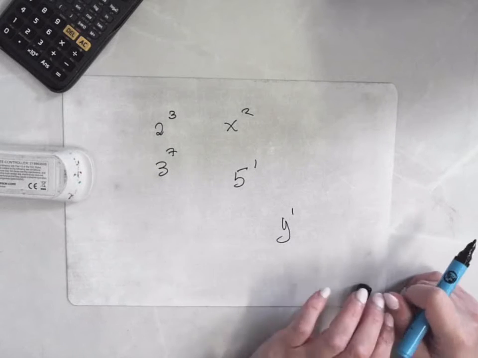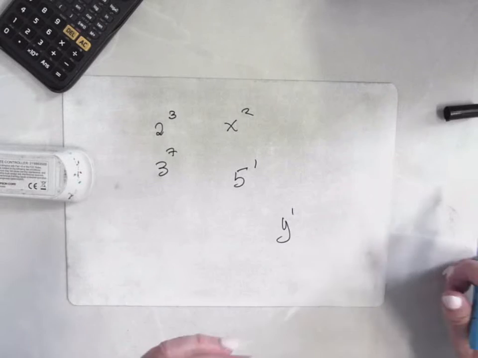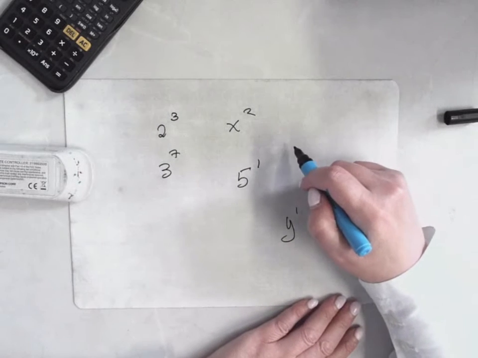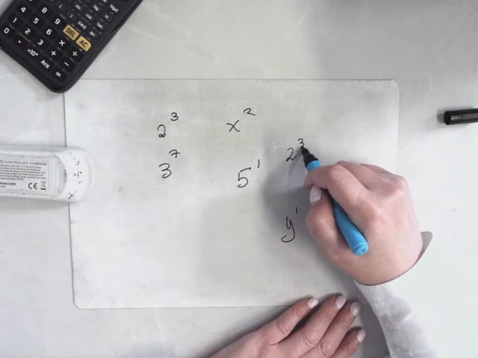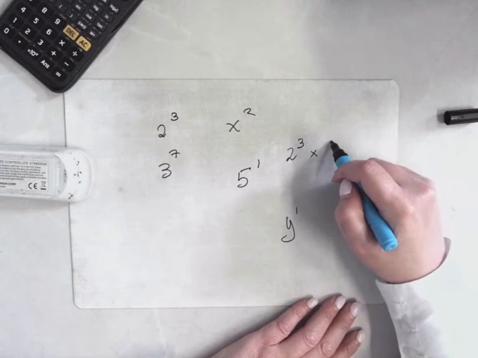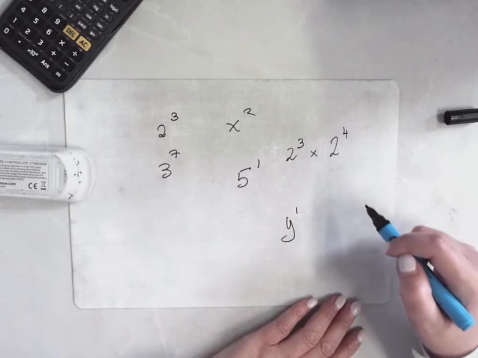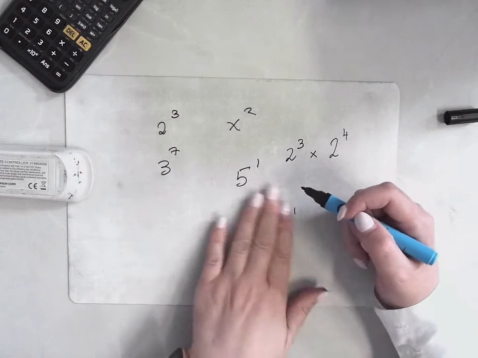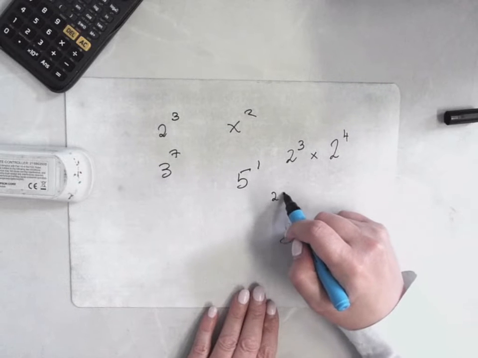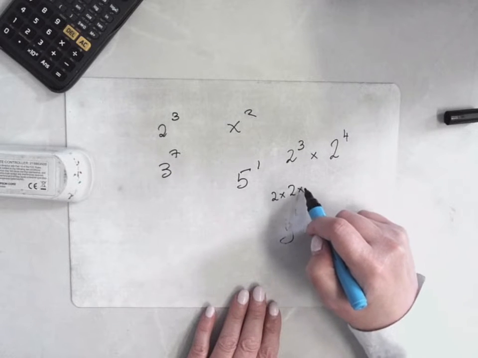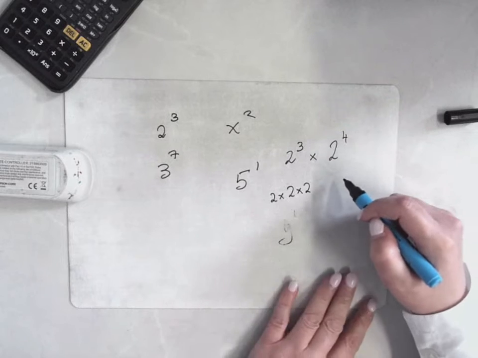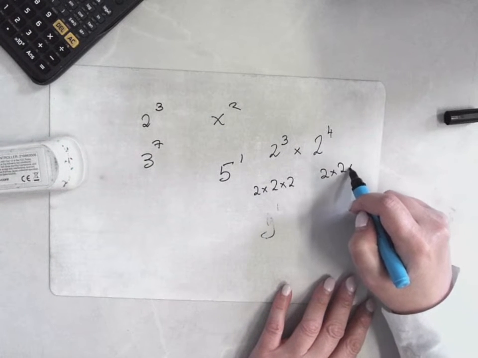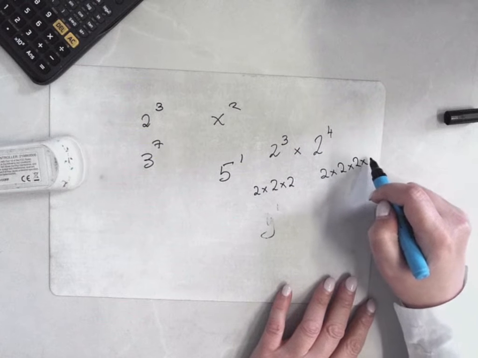Okay, so if we're multiplying or dividing indices, there are shortcuts. So if I had 2 to the power of 3 multiplied by 2 to the power of 4, something like that. What does 2 to the power of 3 mean? It means 2 multiplied by 2 multiplied by 2. Agreed? 2 to the power of 4, what would that be? 2 multiplied by 2 multiplied by 2 multiplied by 2.